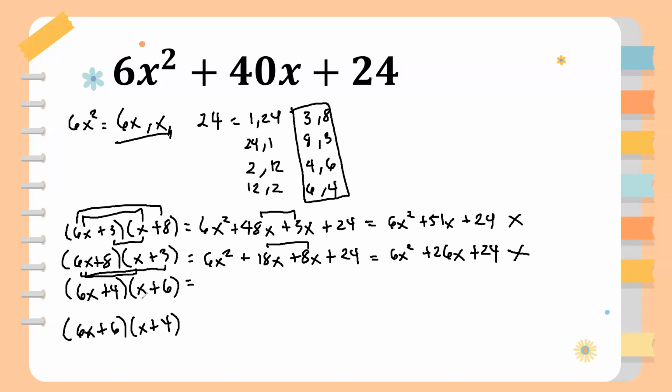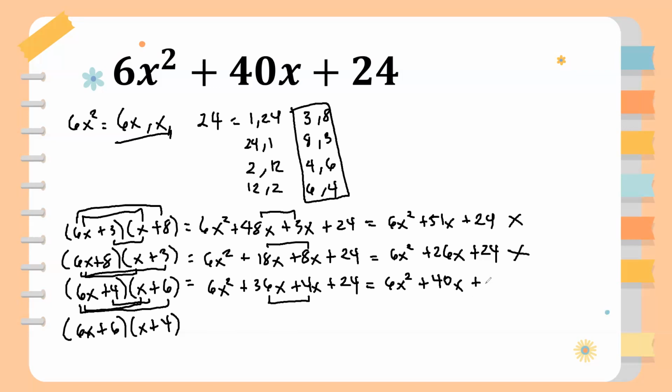Next, 6x plus 4 times the quantity of x plus 6. So, try natin. First term, 6x times x, 6x squared. Outer term, 6x times 6 is equal to 36x. 4 times x, that is equal to 4x. And then 4 times 6, we have 24. And then we will just simply add the like terms. We have 6x squared, 36x plus 4x, that is equal to 40x plus 24.